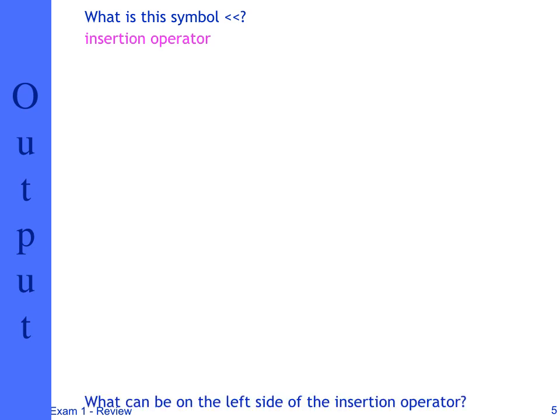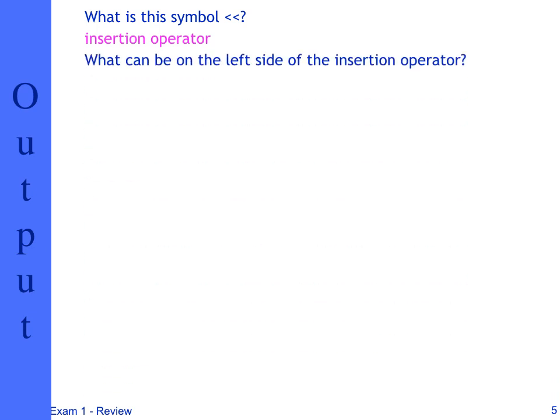Okay, let's talk about some concepts on the output. So what does this symbol mean? The 2 arrows pointed to the left. Correct, that's an insertion operator. So we're going to insert some data into a stream device. So what can be on the left side of the insertion operator? Where do we insert that? Right, any stream device, for example, a file or cout.